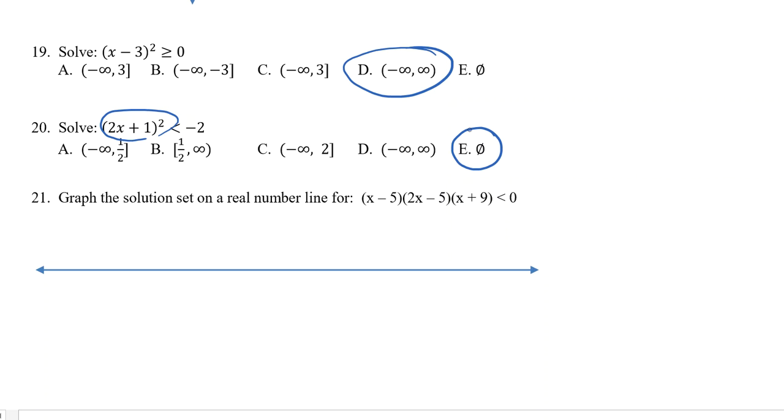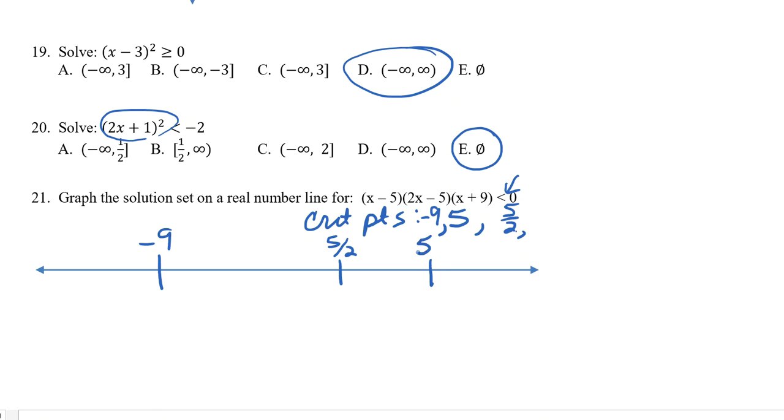That cannot happen. And here we need to find our critical points, the values that make this equal to 0. So if x was equal to 5, or if x was equal to 5 halves, or if x was equal to negative 9, those would be the three values that would make this equal to 0. So those are the turning points. Every time you cross a critical number, 5 halves is 2.5 if you prefer, one of those factors will change signs.